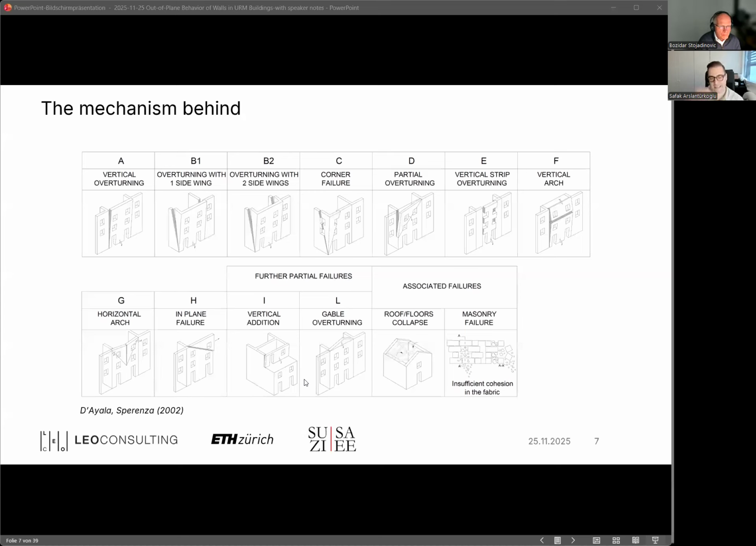A key point is that mechanisms A through at least F, or also G, H, have one common characteristic, and that is the activated wall segments behave essentially as rigid bodies. Whether only the facade is rocking or we have several walls moving together, the deformation is concentrated at the hinges, while the wall blocks remain basically undeformed. This is an important feature, and this is actually why simplified kinematic models are a suitable method for the analysis of these failure modes.